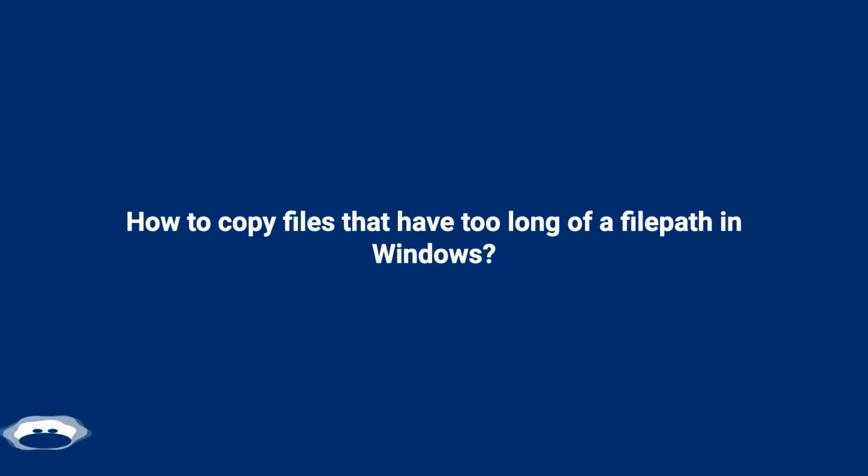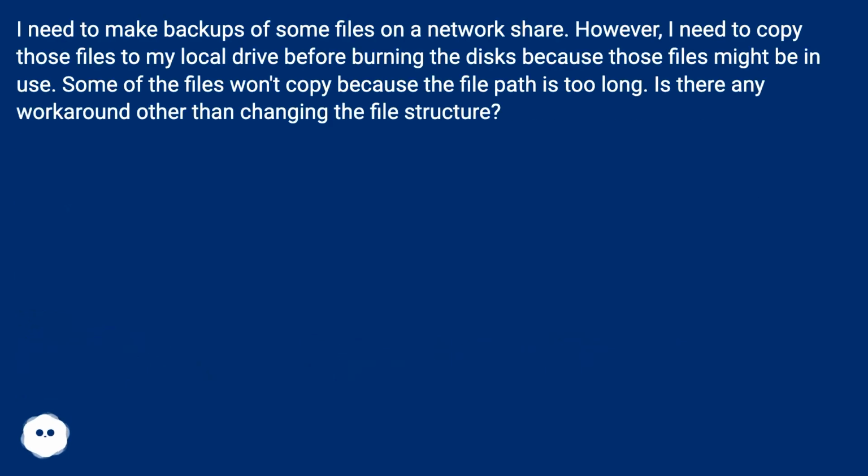How to copy files that have too long of a file path in Windows. I need to make backups of some files on a network share. However, I need to copy those files to my local drive before burning the disks because those files might be in use. Some of the files won't copy because the file path is too long. Is there any workaround other than changing the file structure?